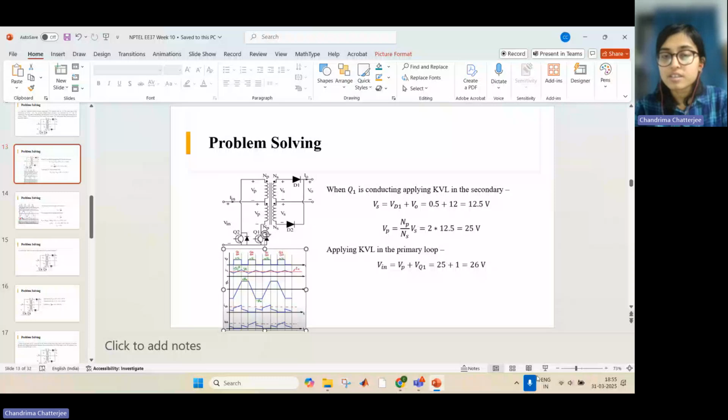So input power is this, output power is this. Efficiency is the ratio of output power by input power. So the efficiency is 92.3% here. So let's see the next question.